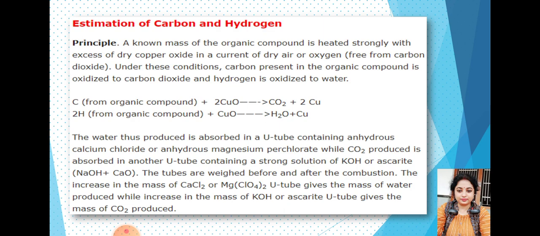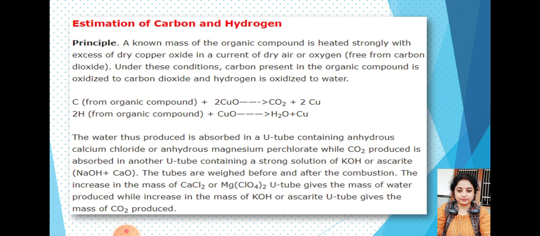The various methods commonly employed for the estimation of principal elements will be discussed here. Number one, estimation of carbon and hydrogen. Carbon and hydrogen are estimated simultaneously by Liebig's combustion method. This method only is given in your book, Liebig's combustion method.